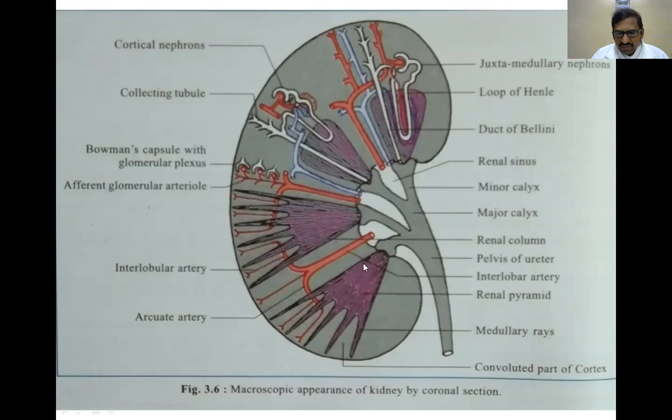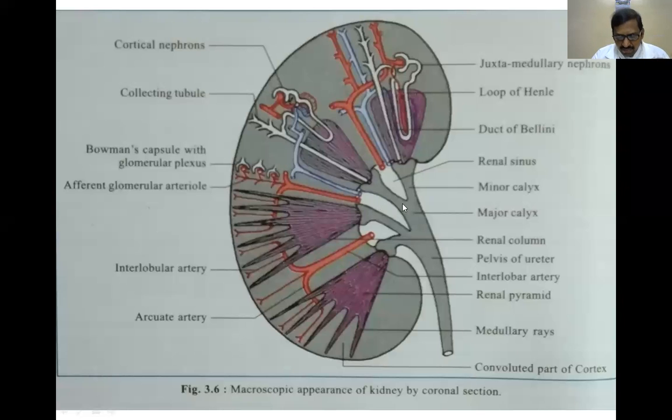These renal pyramids are conical in shape, and they open into the minor calyx. There are about 7 to 13 minor calyces, and 2 to 3 minor calyces together form a major calyx. And 2 or 3 major calyces together continue as the pelvis of the ureter. These are all the different structures.